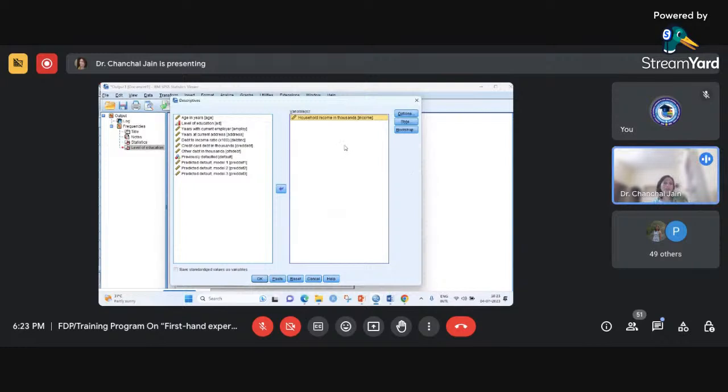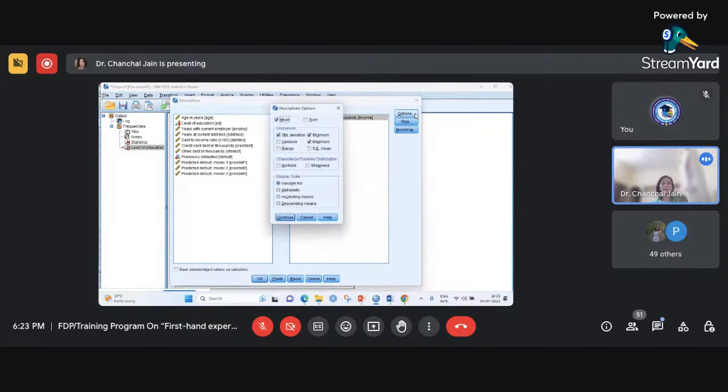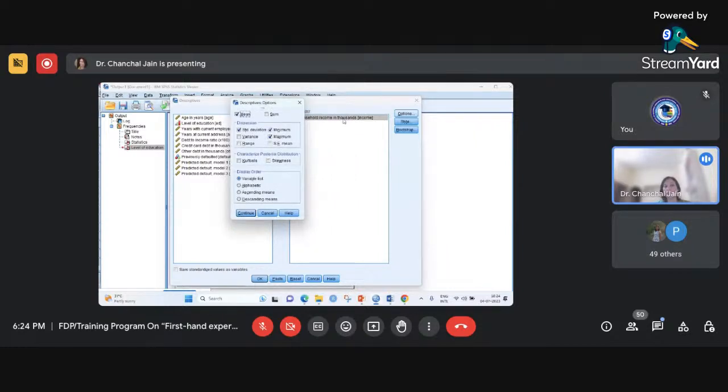If you have shifted it to this box, you can click on the options button here. In the options, you can find some check boxes already ticked by SPSS. These are the default options, the default output you will get for your variable. As income is a numeric variable, mean is fine. Standard deviation is also fine. Minimum and maximum are also fine. If you want the variance, you can check that. And we can check kurtosis and skewness also, right? Is it fine?